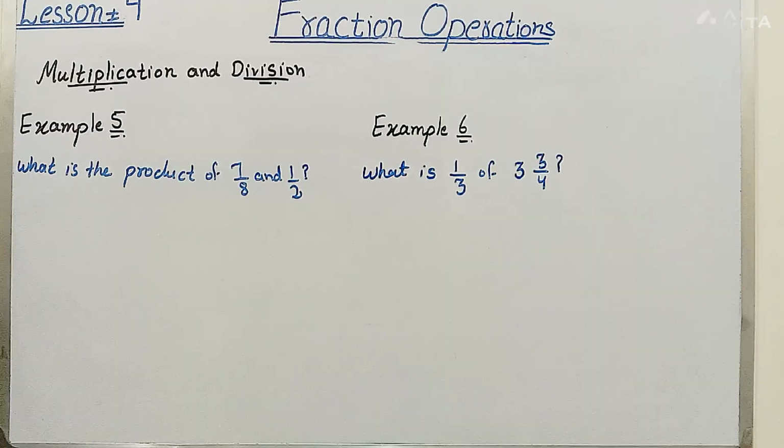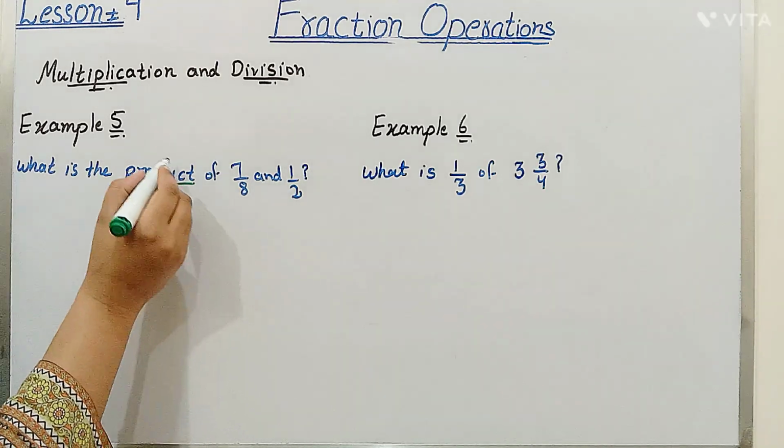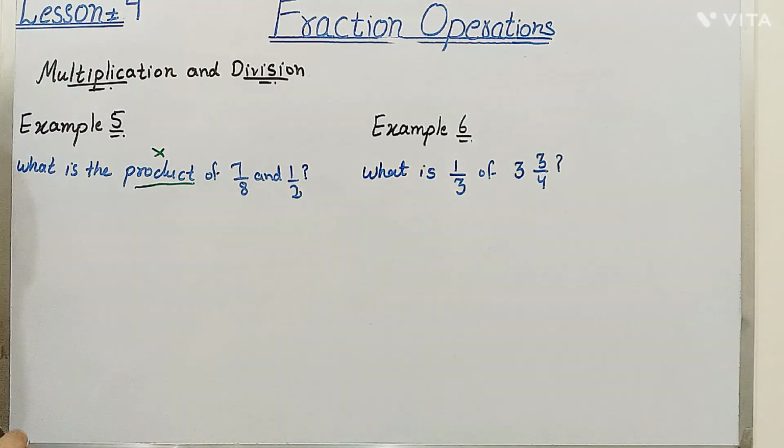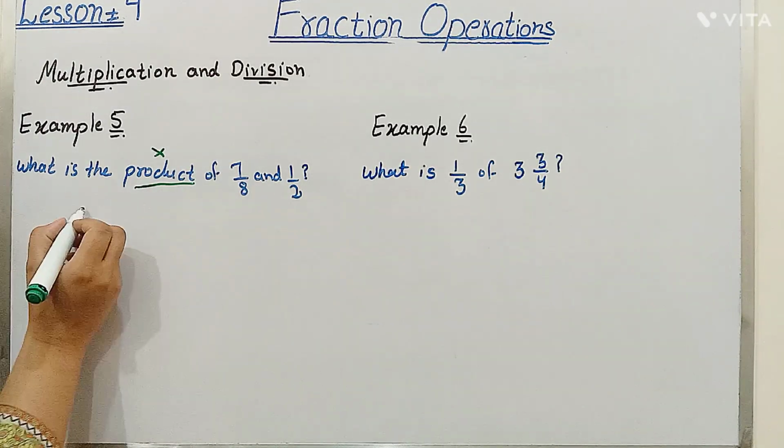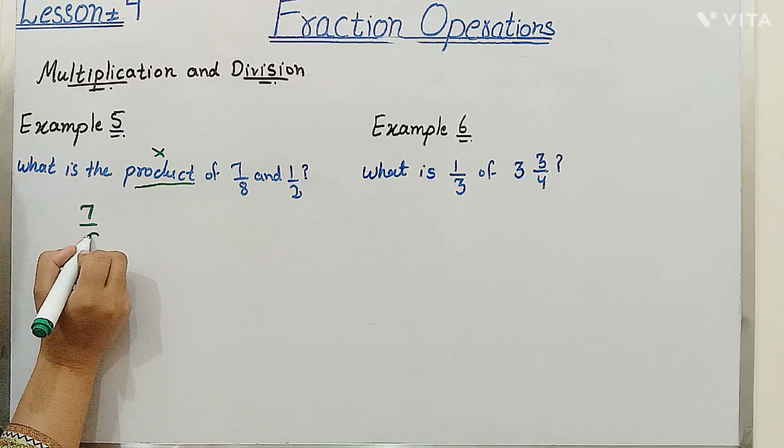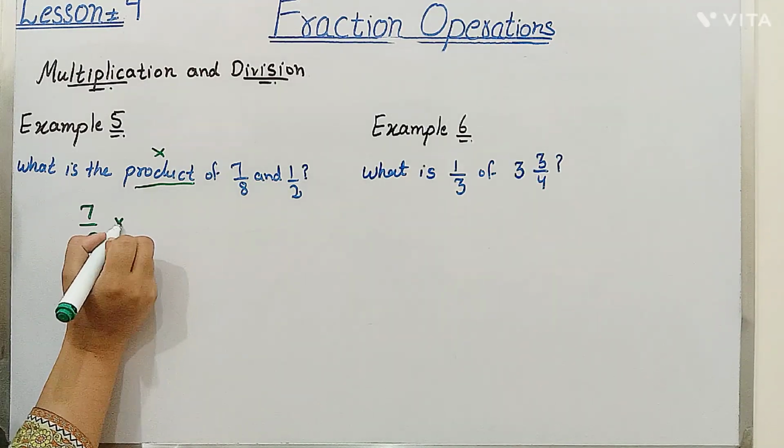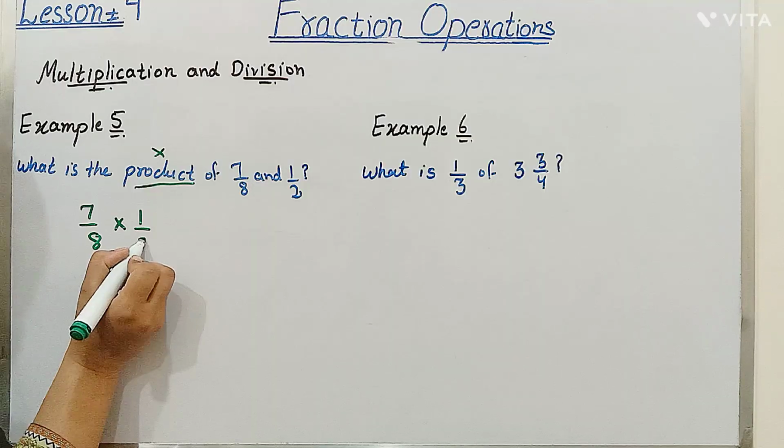Multiplication and division. This is totally different from addition and subtraction. Firstly, they are showing example number 5 and example number 6. Firstly, example number 5 asks: what is the product of 7 over 8 and 1 by 2? Product means multiplication. Now 7 over 8 and 1 over 2 means multiply.